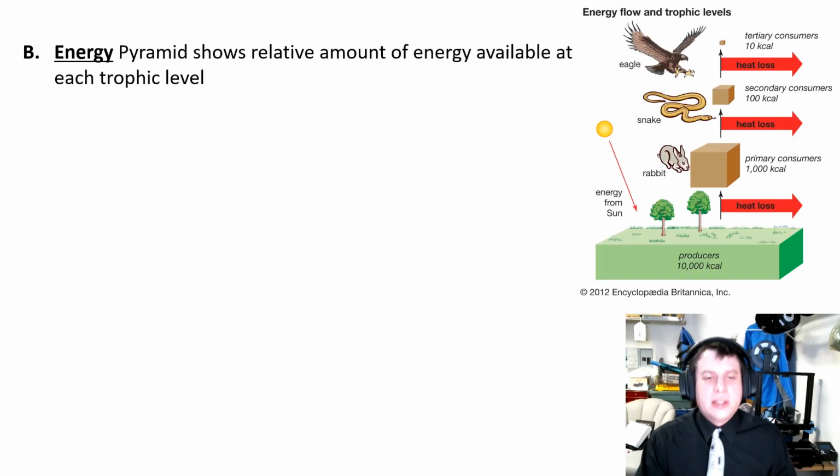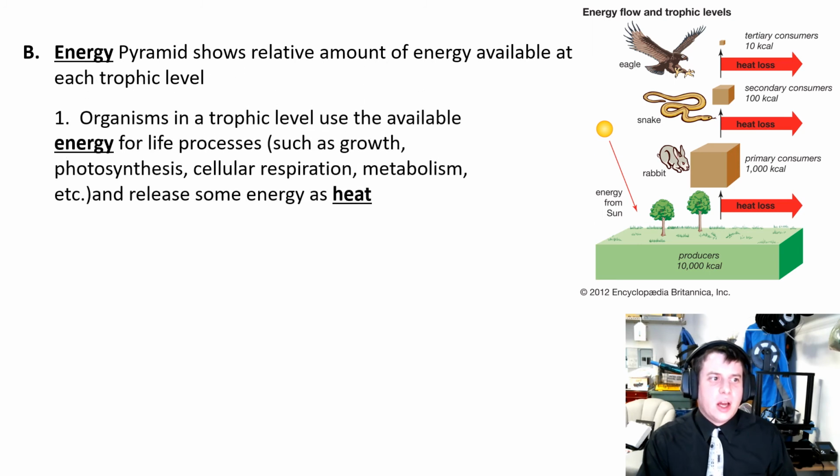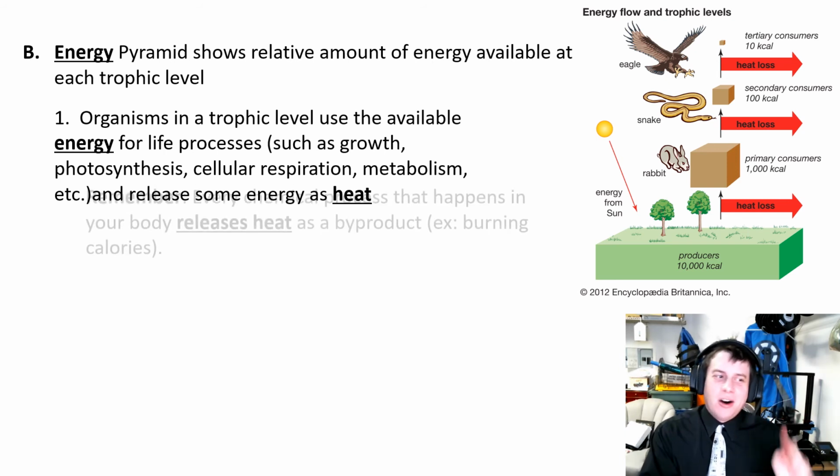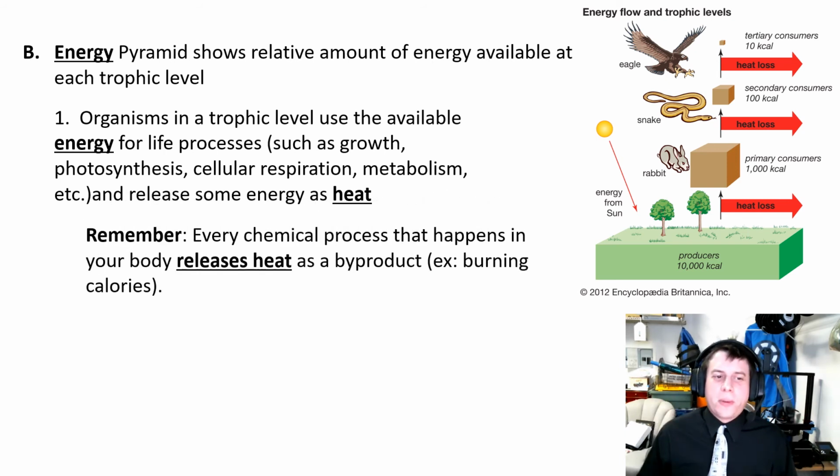So it shows the relative amount of energy at each trophic level. So organisms in a trophic level use the available energy for life processes, such as growth, or photosynthesis, or cellular respiration, or metabolism. And they usually will produce as a waste product heat. This is the second law of thermodynamics. Every chemical process that happens in your body releases heat as a byproduct. So when you work out really hard and you get all warm and hot, you're producing heat as a waste product of that metabolism action there. So that's the second law of thermodynamics.